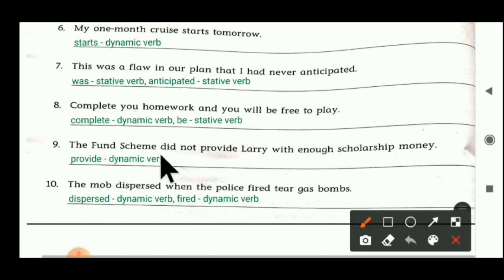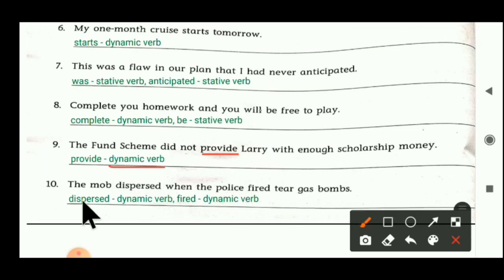Sentence number 9. The fund scheme did not provide Larry with enough scholarship money. Here provide is a verb. Provide shows an action. We can say that it's a dynamic verb.